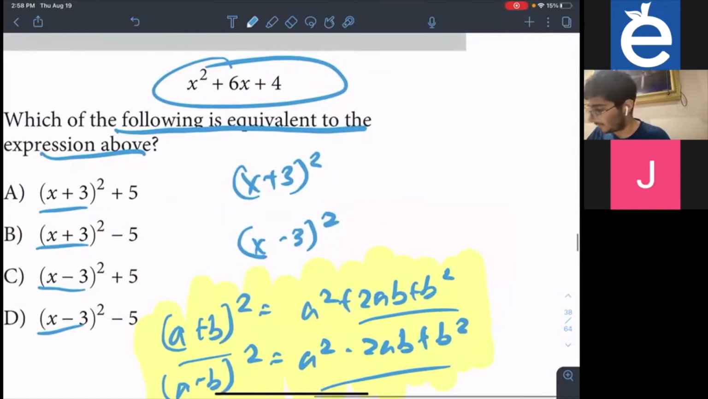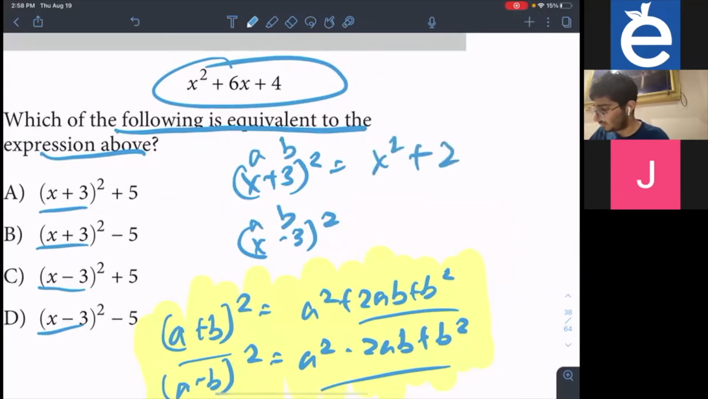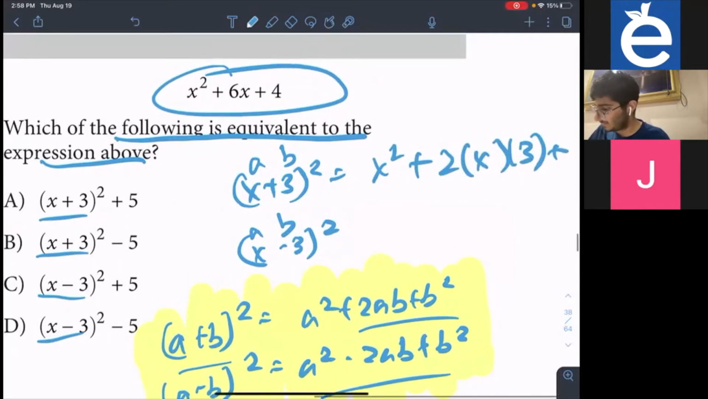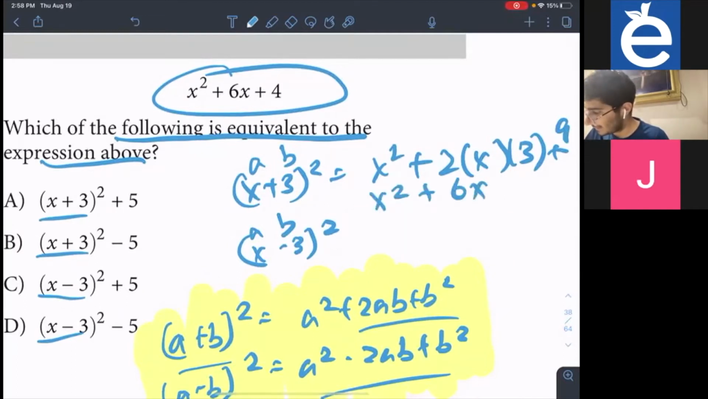So for example, if it's x plus 3 squared, this is the a, this is the b. So it'd be a squared, which is x squared, plus the 2ab, so 2 times x times 3, plus b squared, which is 3 squared, so it'd be 9. So then you would get x squared plus 6x plus 9. Basically we're just saving time and being more efficient with your work.